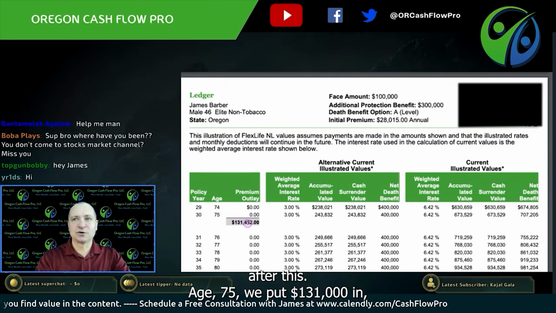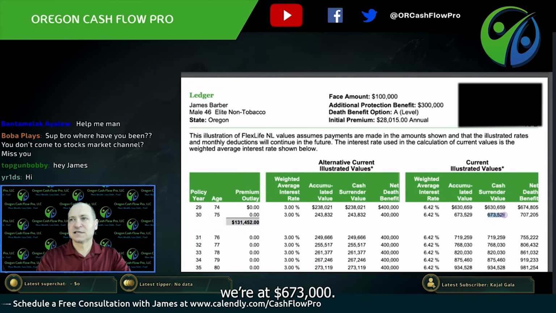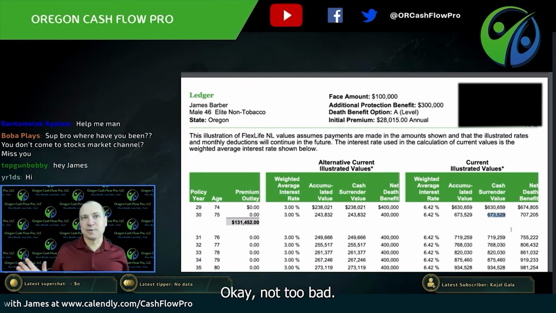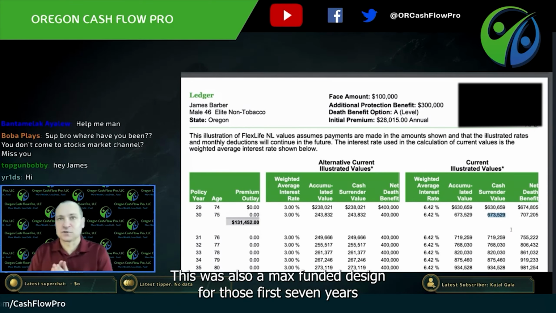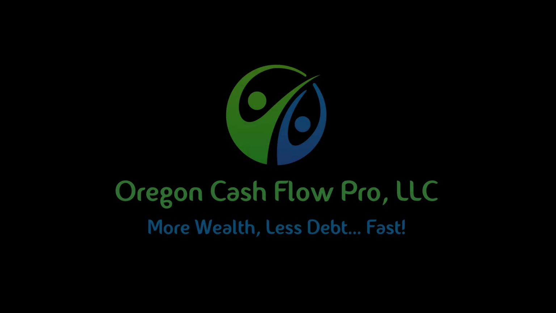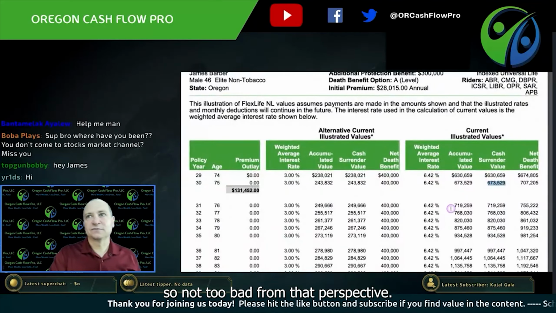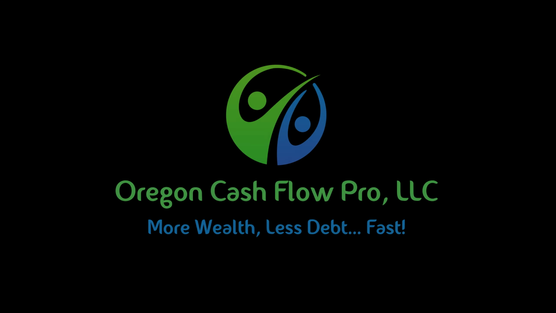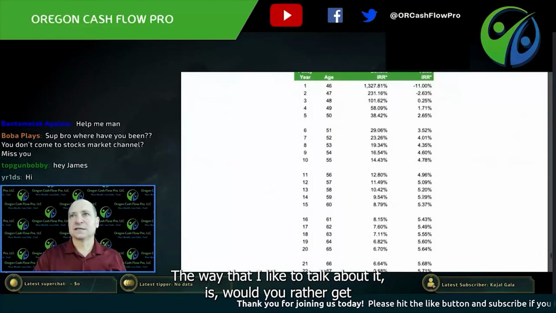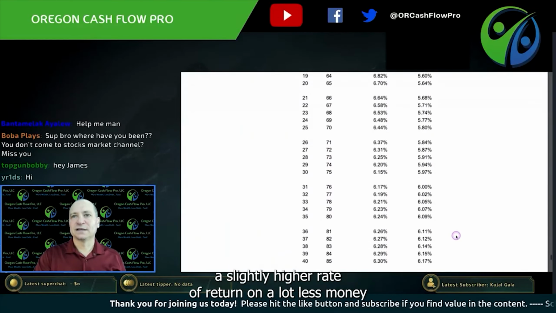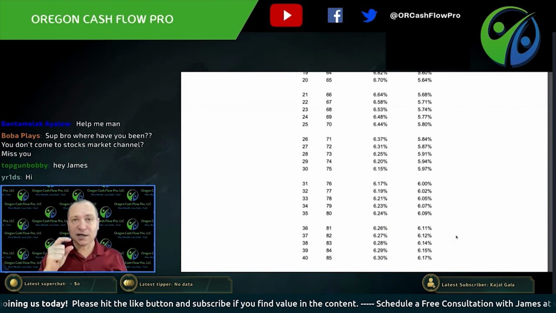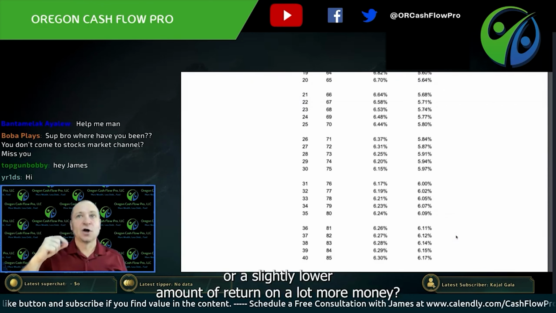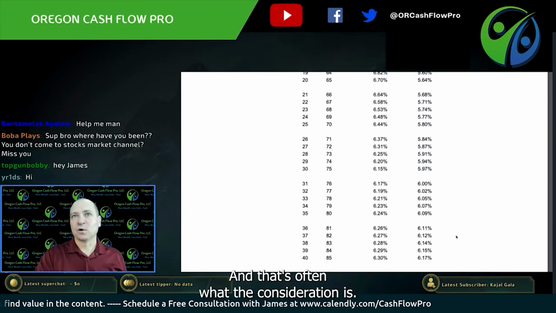Age 75, we put 131,000 in. We're at 673,000. Okay. Not too bad. This was also a max funded design for those first 7 years, or the first 5 years. So not too bad from that perspective. Let's take a quick look at the internal rate of return at age 75. Now we've put in quite a bit less money. When we look at internal rates of return, we always want to consider how much money we've got in there. The way that I like to talk about it is, would you rather get a slightly higher rate of return on a lot less money, or a slightly lower amount of return on a lot more money? And that's often what the consideration is.